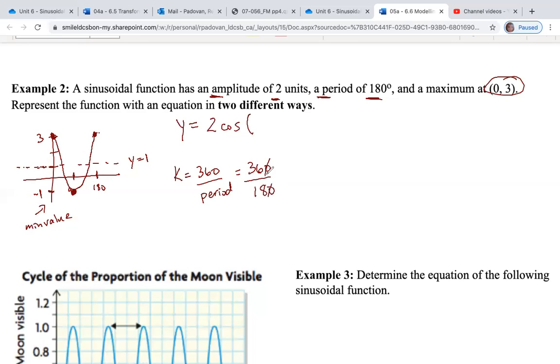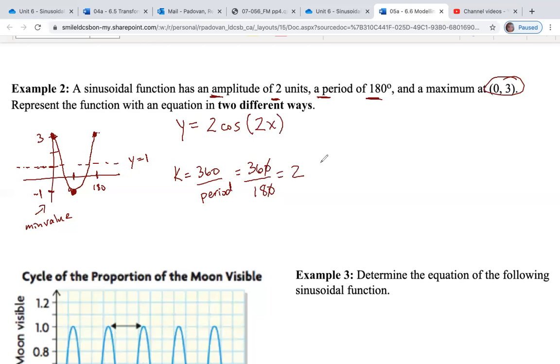So again, what's double 18? 36. So the k value is 2. So 2 cos 2, and I don't have any phase shifts here, right? Because I am starting at a max. So I can just say that it's 2x. And then, what's my shifting here? My c value.